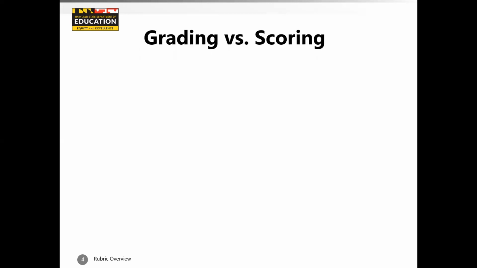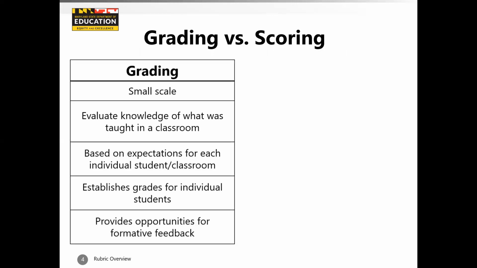When using the rubrics, it's important to remember the differences between everyday grading in your classroom and standardized scoring. When grading, it's being done for your classroom, so it's on a small scale. It evaluates the knowledge of what was taught in your classroom, and you are aware of the specific expectations for your students and your room. Ultimately, grading establishes a grade for the student, but it is also a tool to provide opportunities for formative feedback.